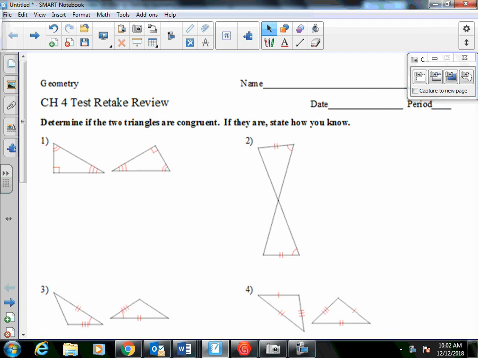Okay, so we're going to go over this chapter 4 test retake review. Quick review over the concepts. So first section, determine if the two triangles are congruent. If they are, state how you know.